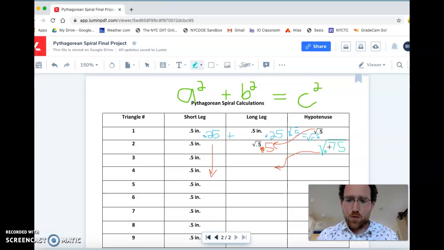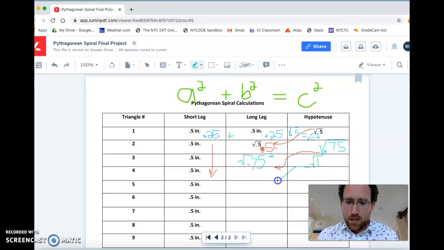Because it's 0.25 plus 0.5, now I take the square root. Now I move the square root of 0.75 down to this one, right? So now the square root of 0.75 is my long leg. Then I square it, and by squaring it, I get 0.75. So then I say 0.25 plus 0.75 equals 1. And then I take the square root of that. So now my hypotenuse is the square root of 1.